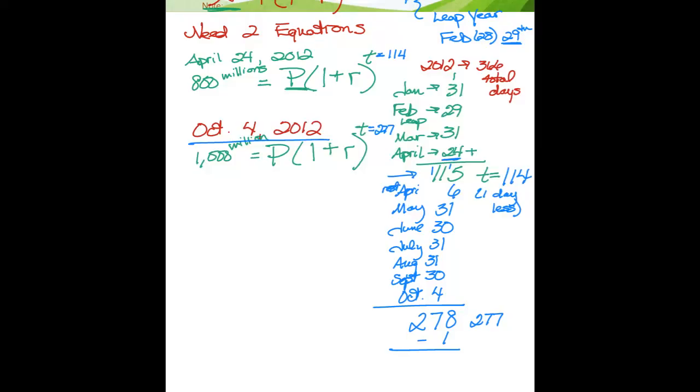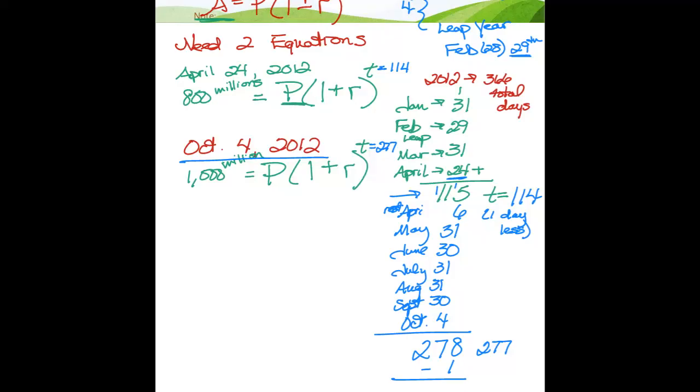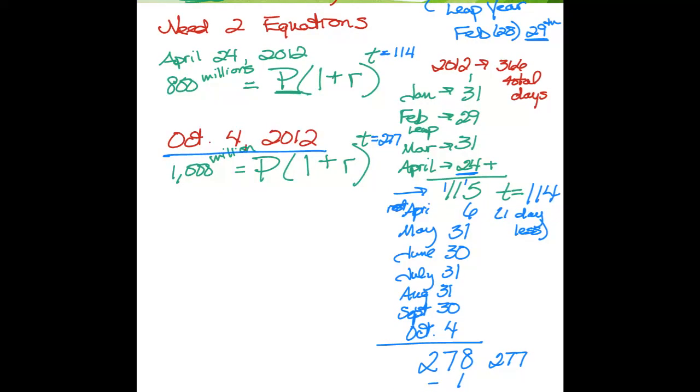So, I have 800 million equals P times 1 plus R to the 1/14th power. 1,000 million is P times 1 plus R to the 277th power. Wait, if I just shift these to billions, okay? So this is going to be 1 billion, and this is going to be 0.8 billion.